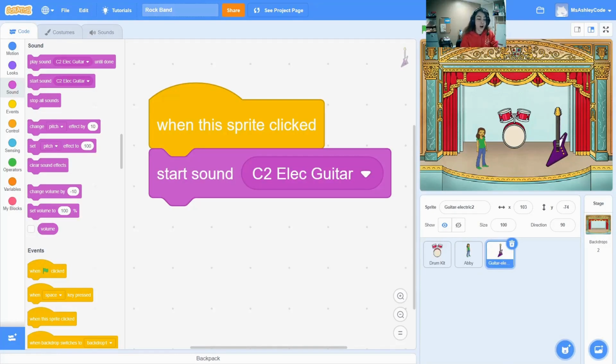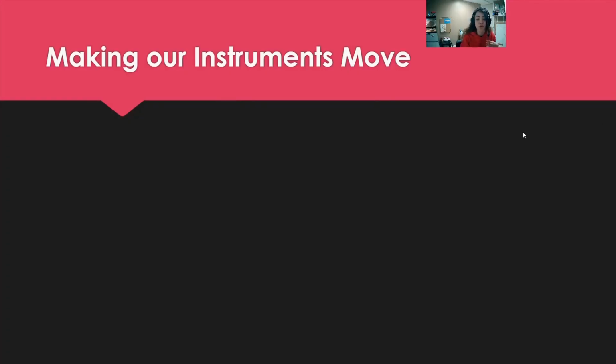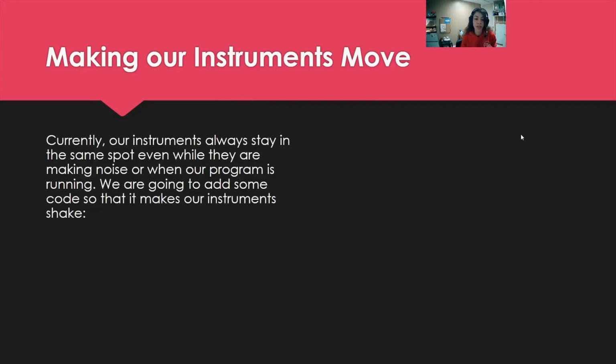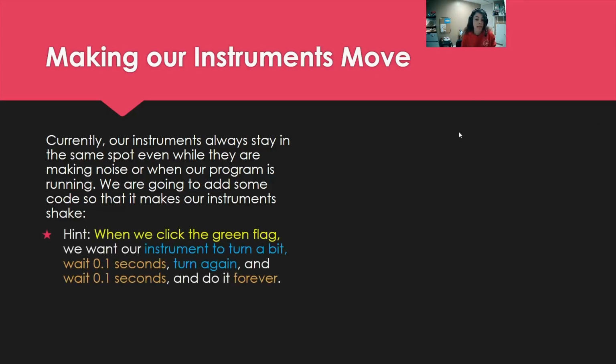Next, let's work on making our instruments move. Currently, our instruments always stay in the same spot, even when our program is running or making noise. We are going to add some code so that our instruments shake. Here's a hint. When we click the green flag, we want our instruments to turn a bit. Wait 1 second, turn again, and wait 1 second, and do it forever.